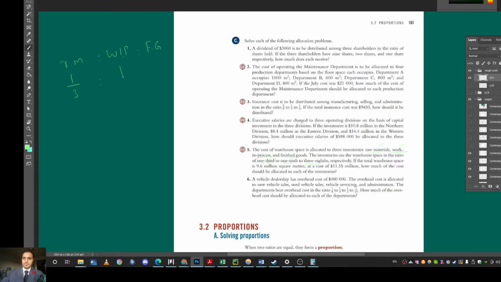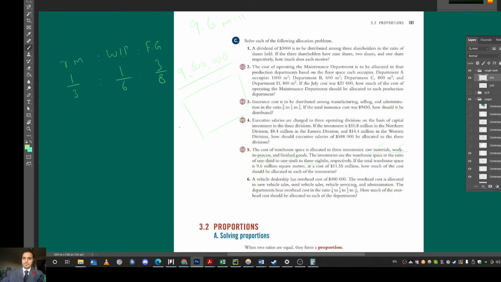Warehouse work in progress uses 1/6 of the space, and finished goods use 3/8 of the total warehouse space. Now, total warehouse space is 9.6 million. The total size of the pie in this case is 9.6 million. This is the total space of the area.